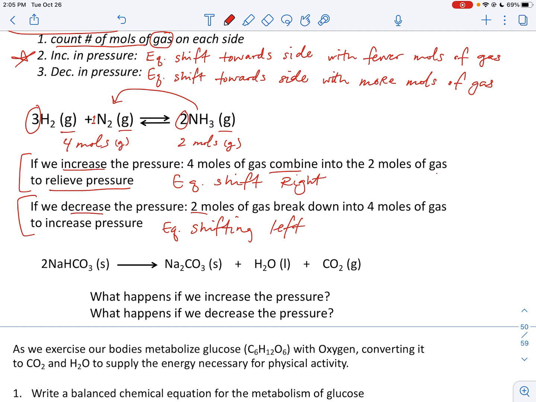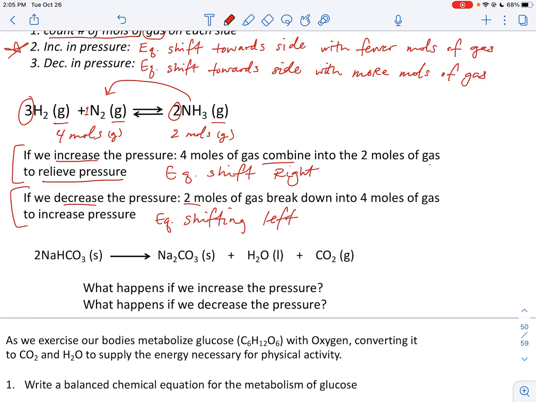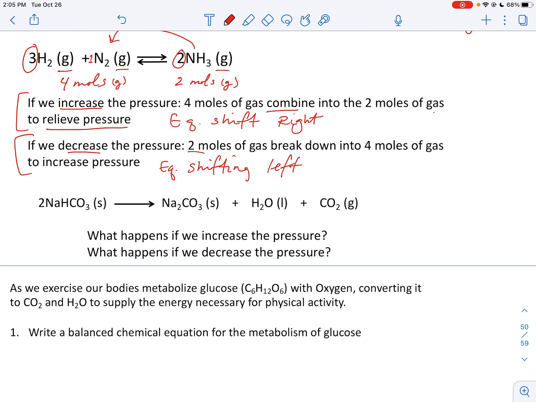Okay. Now again, you always first have to count. You can't always just say, well, if we decrease pressure, it's going to shift left. If we increase pressure, it's going to shift right. You can't always just say that. You have to calculate how many moles of gas you have on either side, and then consider which direction it's going to shift based on which side has fewer or more moles of gas. So let's look at our next example.